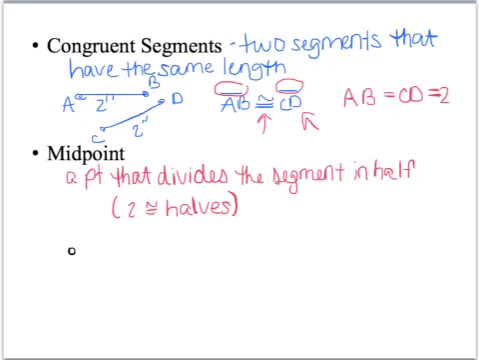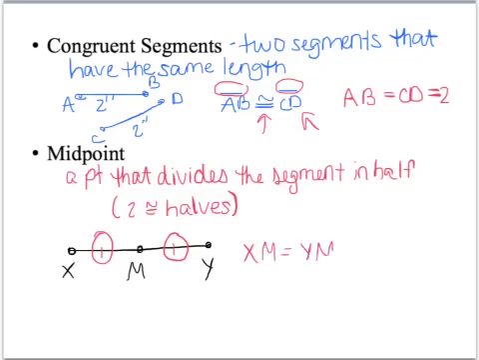So here's a segment XY. And let's say M is my midpoint. To show that M is my midpoint, I put a tick mark between X and M and a tick mark between M and Y. When you see these symbols here, that is to tell you, first of all, that M is a midpoint, and second, the length from X to M is going to be the same as the length from Y to M. M is going to be the same distance apart from X as it is to Y.